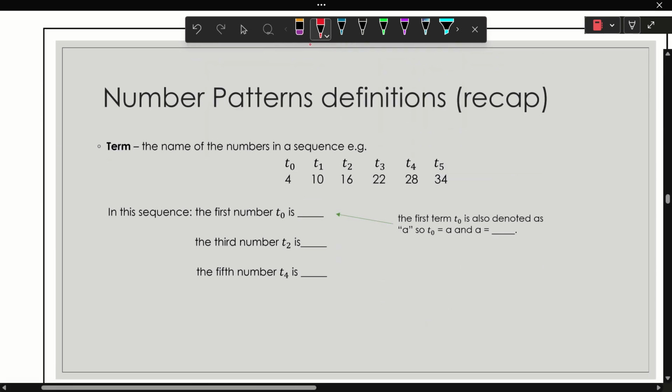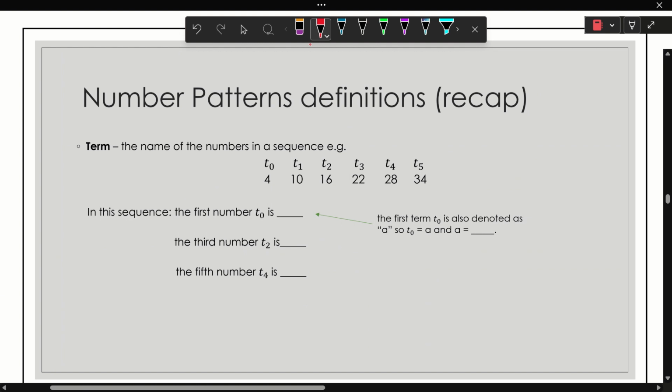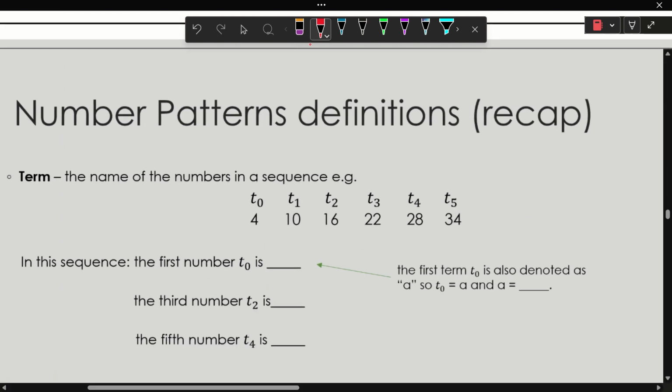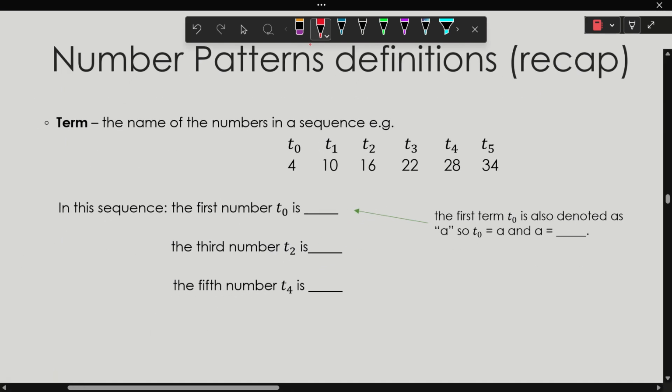Quick recap. Here's our number patterns. We know what a term is. Term number at the start, it's always T0. Just remember that. So in this sequence, let's fill this in. Cohen, can you tell me what's the starting number? Yeah, T0. 4. Good. Okay, 4. All right, and then the T2, which is over here, should be 16. Okay, and then T4 is 28 right there.